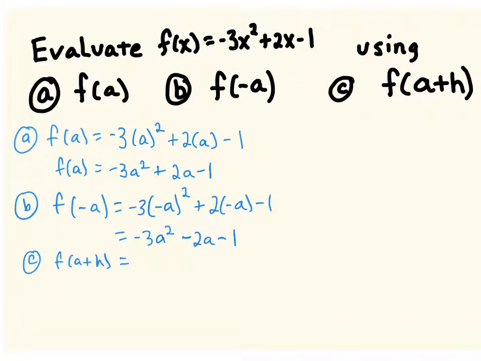So we have, if we go back to the original function, negative 3x squared, so we have negative 3 times (a plus h) squared plus 2 times (a plus h) minus 1.